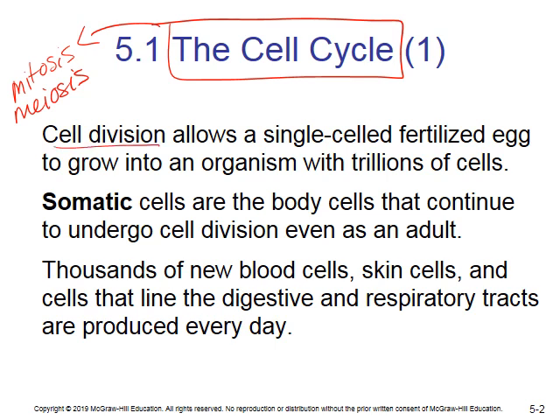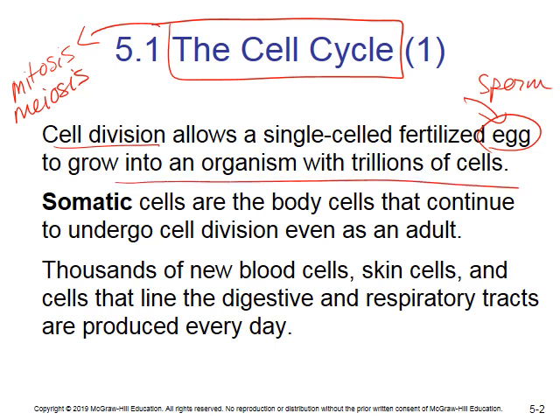So cell division is how we take one fertilized egg, that means there's sperm there too, so sperm and egg, and grow into an organism with trillions of cells. So we start from one cell and we're going to grow into our trillions, and we do this by mitosis.